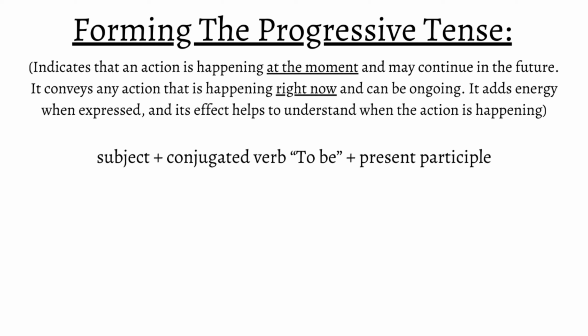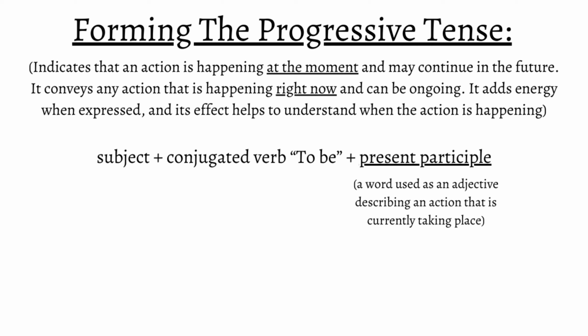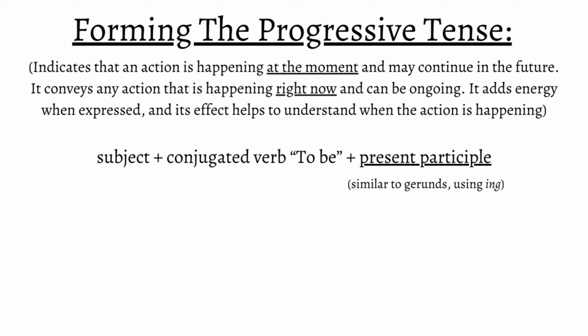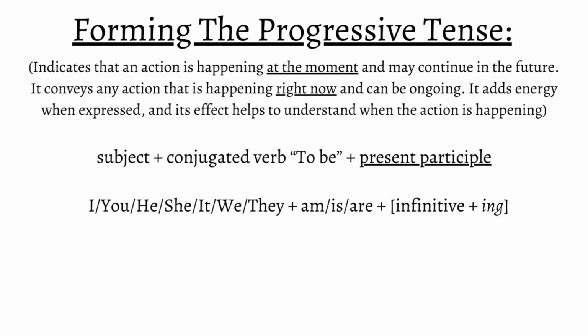To form the present progressive tense, we take any subject plus a conjugated verb to be plus a present participle. A participle in any progressive tense is a recognizable word that is used as an adjective describing an action that is currently taking place. For most verbs, we take an infinitive and add the letters ing to the end. Participles are also very similar to gerunds because they both use the letters ing, but they have different grammatical roles. While participles are adjectives in a progressive tense, gerunds only function as nouns, and I'll get to this detail in just a bit. Following this pattern, we use the present progressive with the verb to be and the verb that shows the process of an action.